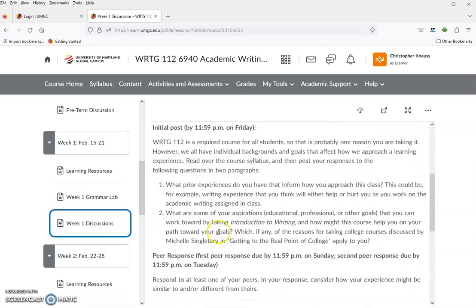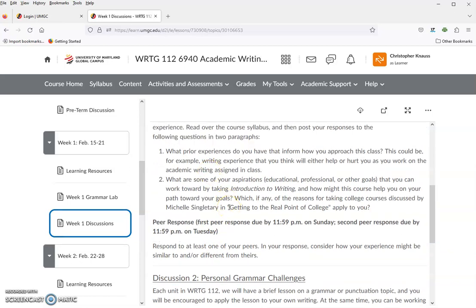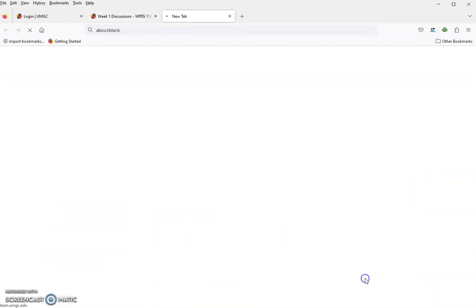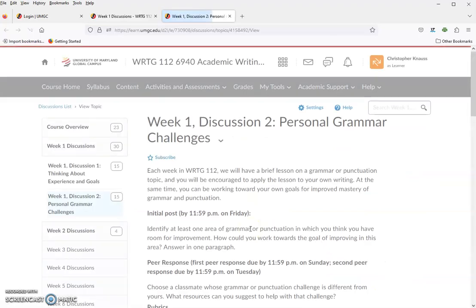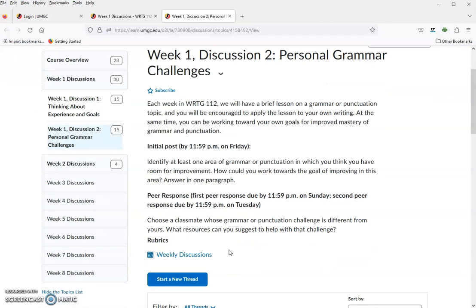And the discussions this week are about thinking about experiences and goals. So definitely read over all the prompts for that and answer the prompts, and you'll be eligible for full points for that. And there's another discussion too on personal grammar challenges. What things do you have issues with? It's a good opportunity to interact with classmates to see what challenges they have, and perhaps they have some tips that can help you with your grammar.